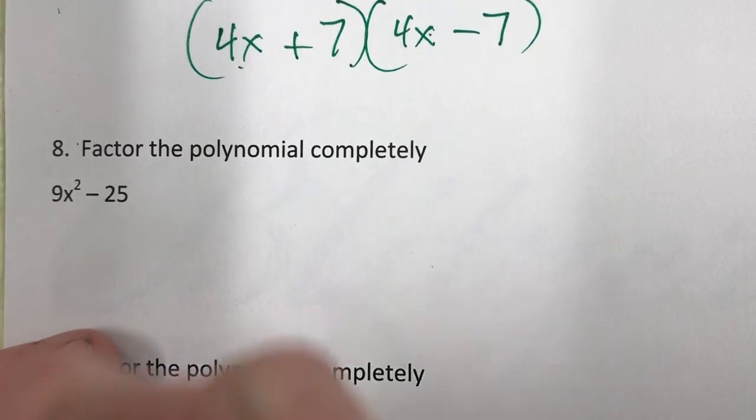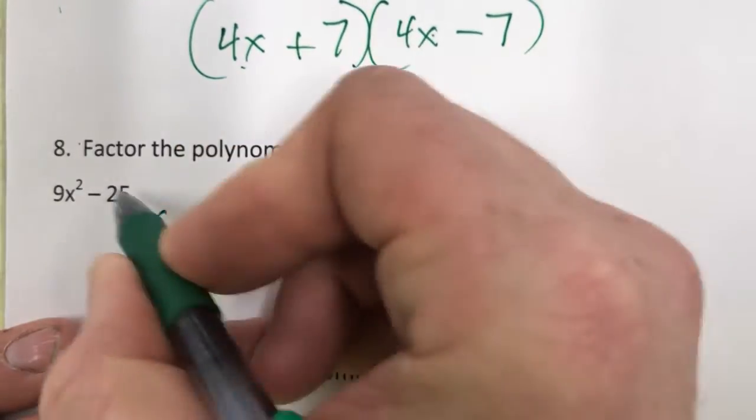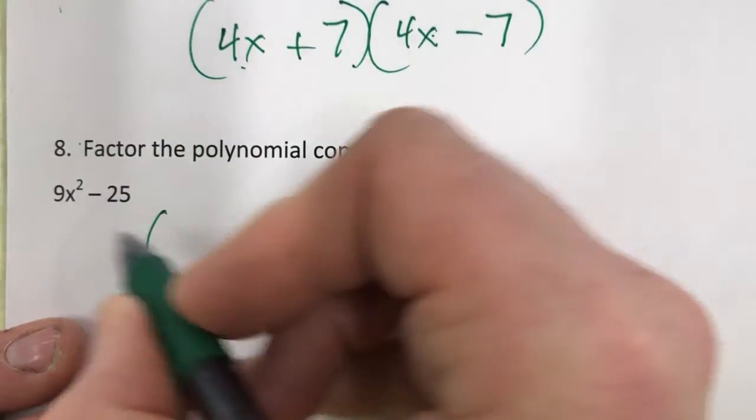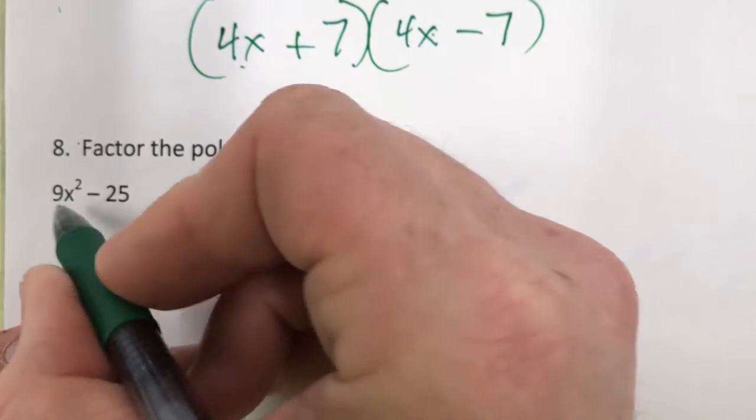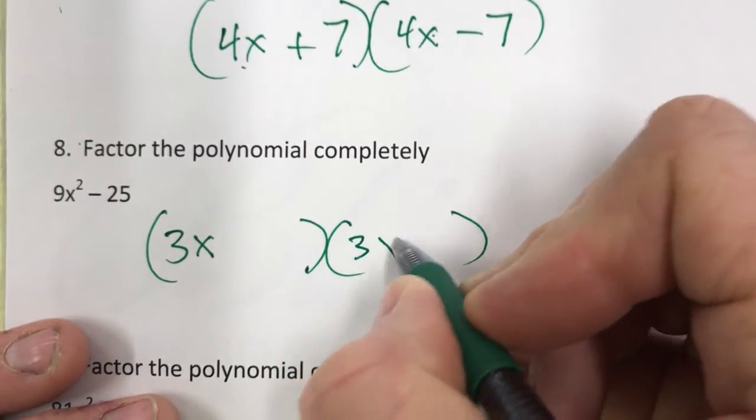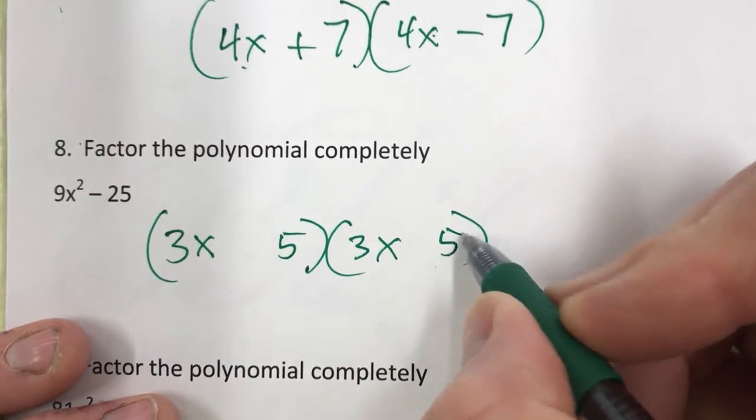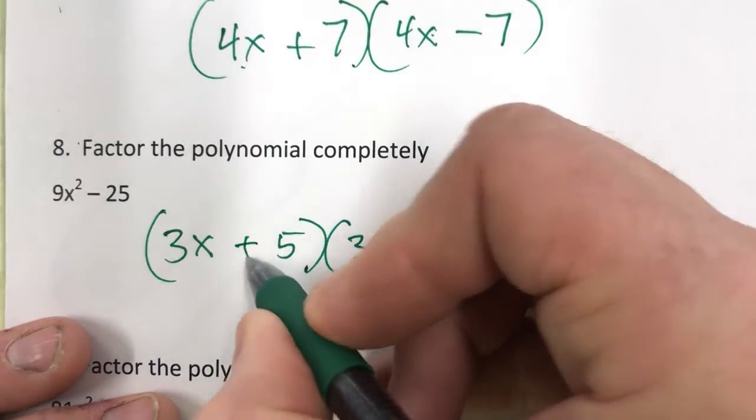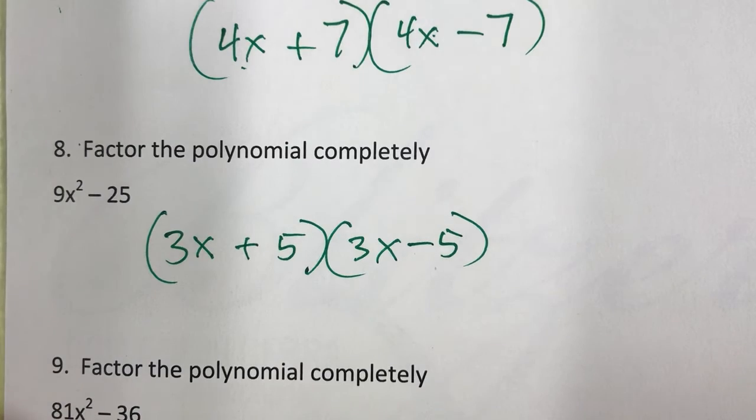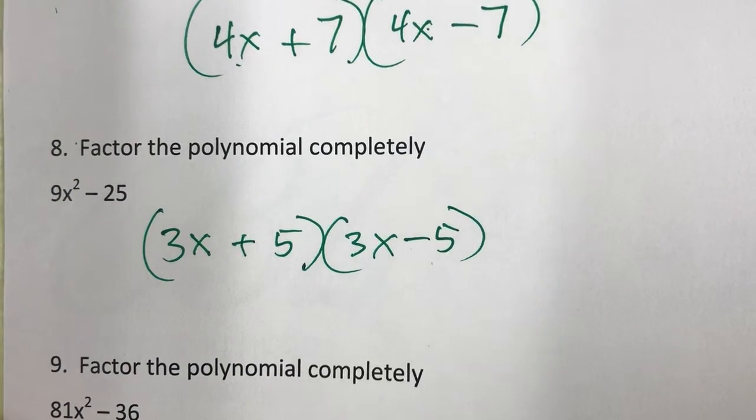Look at number 8 here. 9x^2 and 25. These are squares. 9x, the square root of 9 is 3. And then, of course, I got x. 25, the square root of that is 5. I got 5 and 5. One's plus, one's minus. So this difference of squares is really simple. So you should just breeze right through this.